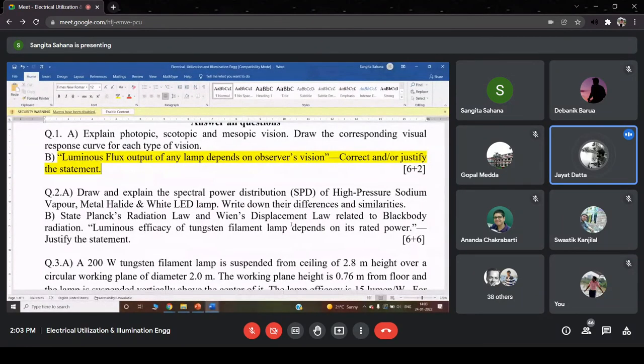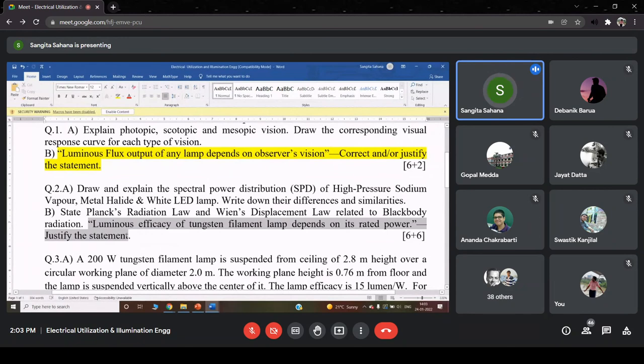It depends. It is actually the power of the light, so it depends on the sensitivity of the human eye. How are eyes sensitive to light? Yes, it is phi lambda into V lambda, right? So it depends on the V lambda function, or spectral sensitivity function of the human eye. But if it is radiant flux, then it does not depend on the observer vision.